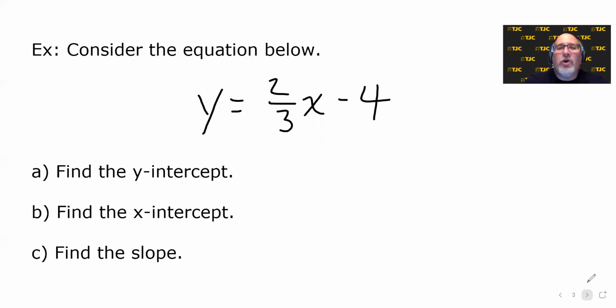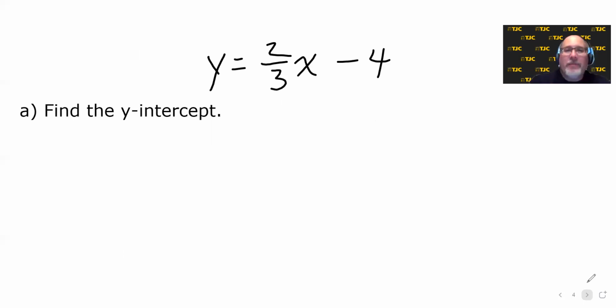Consider the equation below: y equals 2/3 x minus 4. Oh no, a fraction. Get over it. A, find the y-intercept. B, find the x-intercept. And C, find the slope. All three of these things we know how to do. We've already talked about how to find intercepts. And once we find both of them, we can use those to find the slope. So let's start with the y-intercept.